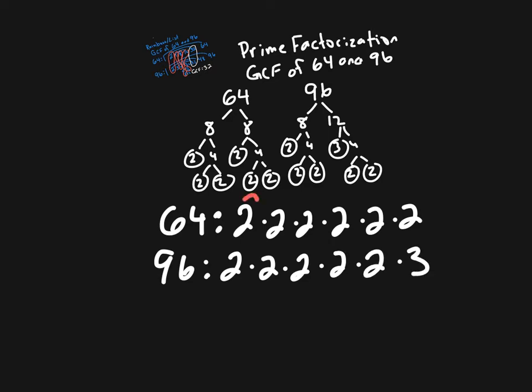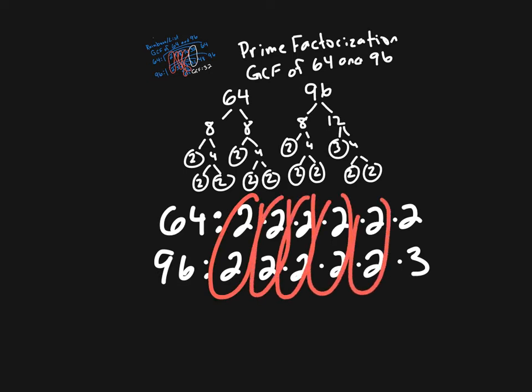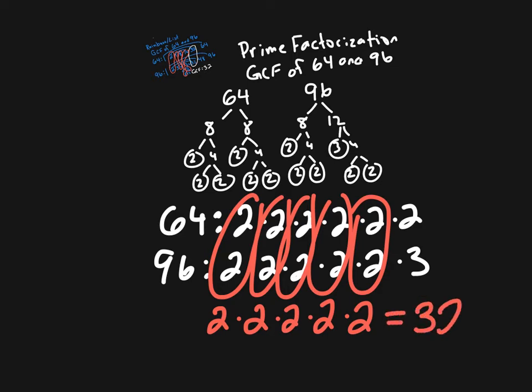And now I'm going to circle anything they have in common. So in this case, they have all these 2's in common, and then I'm just going to take one of each of what they have in common. So here they have a 2 in common, a 2 in common, a 2 in common, a 2 in common. And I'll multiply all those. So 2 times 2 is 4, times 2 is 8, times 2 is 16, times 2 is 32. Same greatest common factor, but just another way to find it. So that's the prime factorization method.